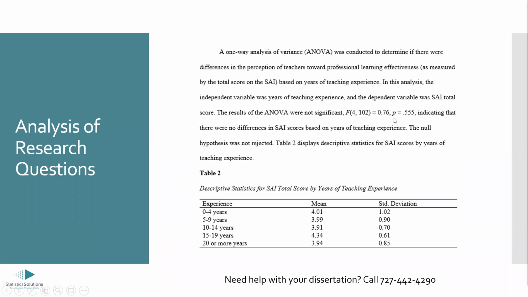And we also present our associated p-value. In this case, the p-value is greater than 0.05, which would indicate that this test is not significant. So therefore, we do not reject the null hypothesis. We have a statement there saying the null hypothesis was not rejected. And again, we might have a table presenting the means of the groups that we're comparing with that ANOVA.